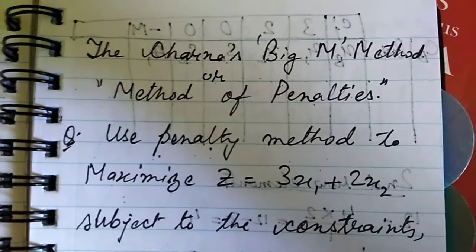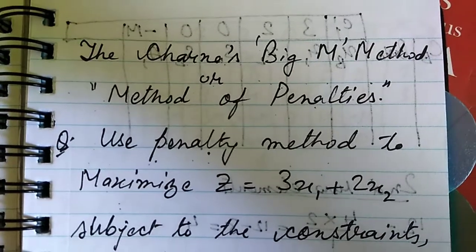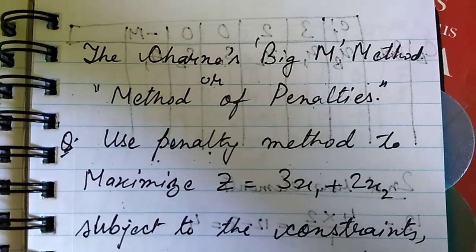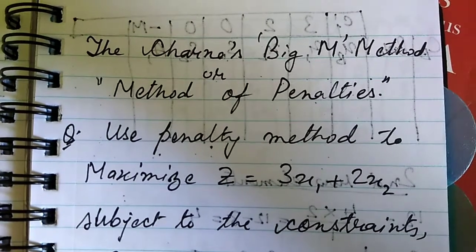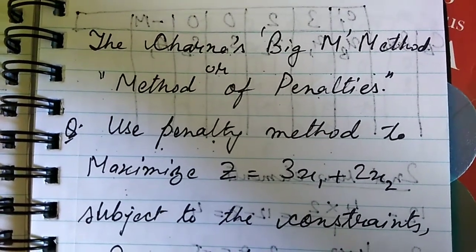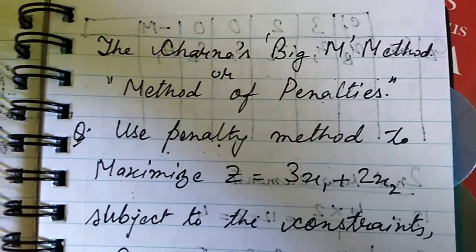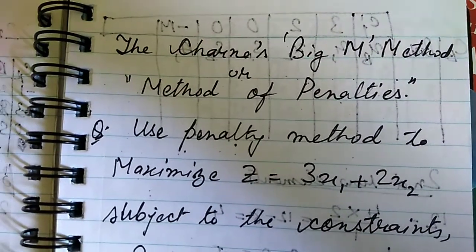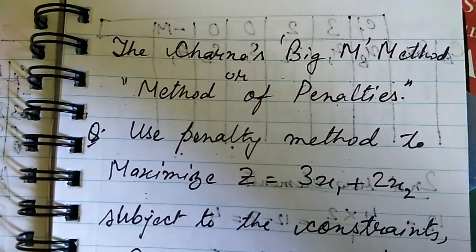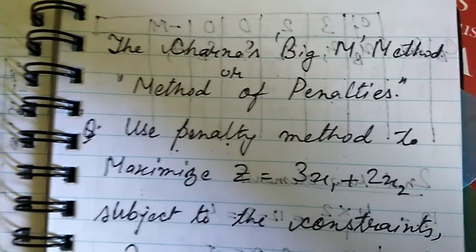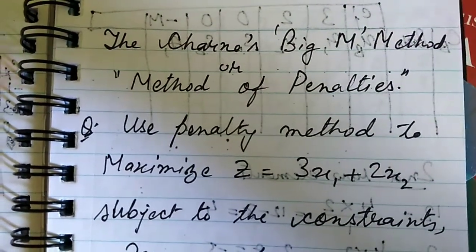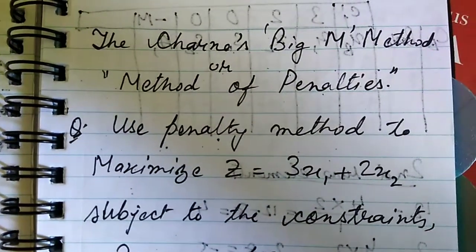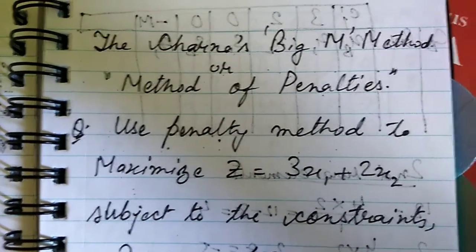Hi, good morning. This sum is related to another technique of solving the LPP, where we are going to learn the technique called the Big M method, or method of penalties. In the last video we learned how to solve the LPP with the help of the simplex method. Here we are going to learn how to solve the LPP with the help of the Big M method. It is simply called the Big M method, also called the penalty method.